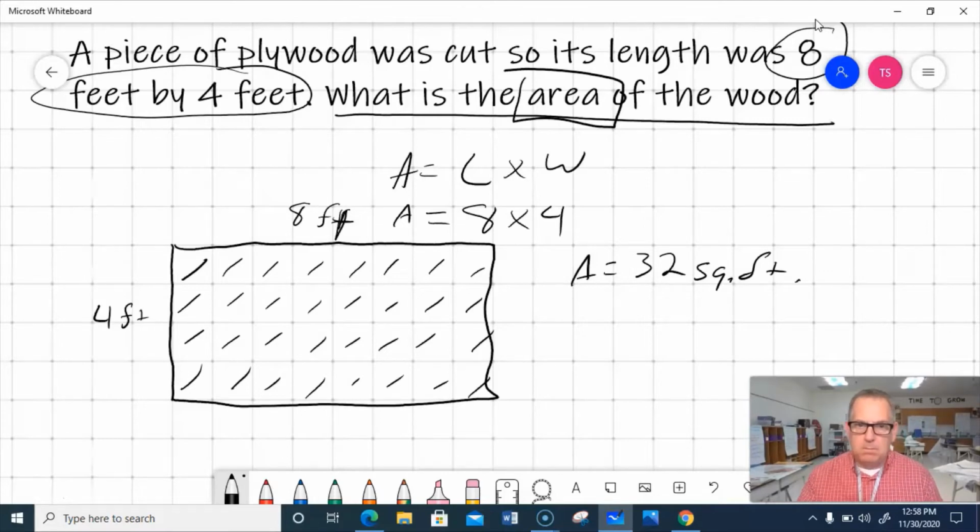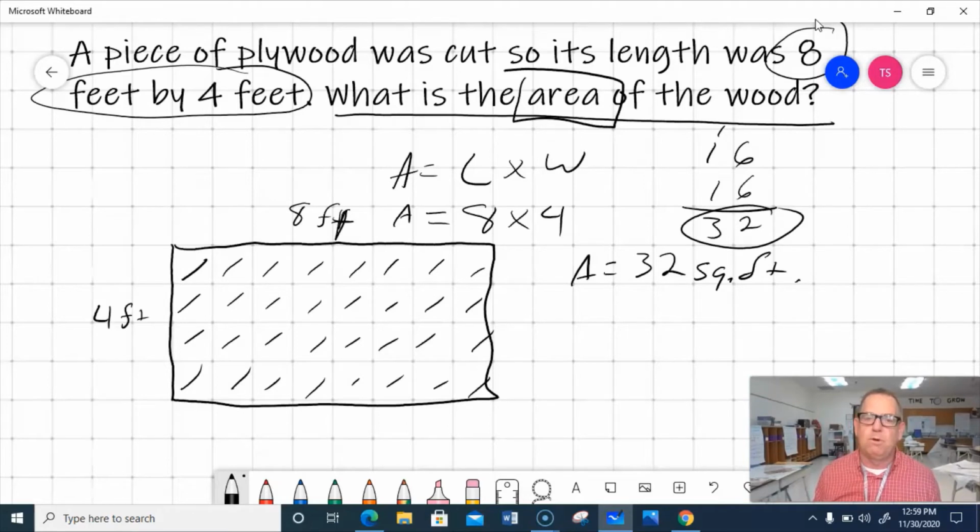Okay. But a better way of doing it is to just do your multiplication. And anytime I multiply something by 4, all I'm really doing is doubling it twice. So if I double 8, that is 16. If I double 16, it's the same thing as 16 plus 16. 6 plus 6 is 12. Then 1 plus 1 plus 1 is 3. So that's another way to do your 4 facts for multiplication. So the area of the piece of plywood that they're talking about is 32 square feet.